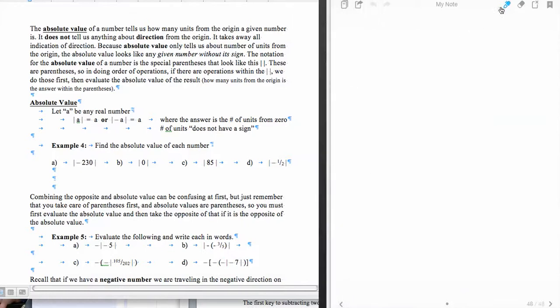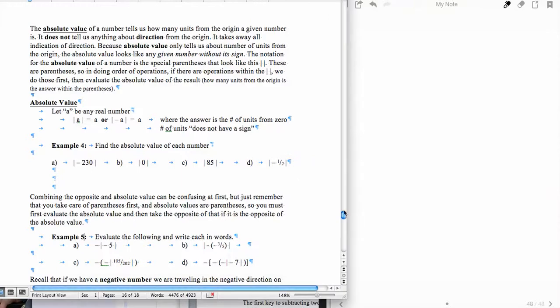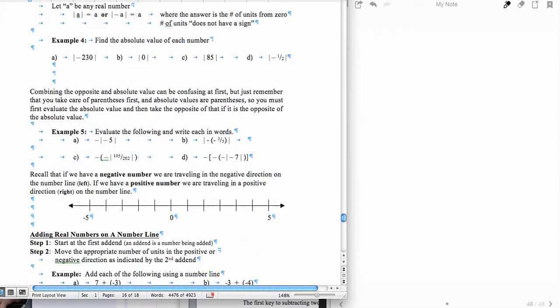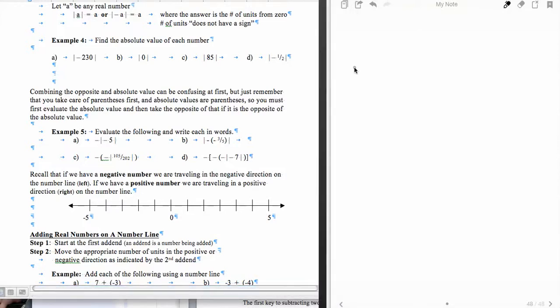Okay, now the next thing we're going to do is a little bit more complicated. We're going to combine the idea of an absolute value and an opposite, and this is where we get a little tricky sometimes. What we want to remember is we're going to evaluate inside the parentheses, then evaluate the parentheses, and then finally look at the opposite if there is one outside the parentheses. The first one here says the opposite of the absolute value of negative 5.